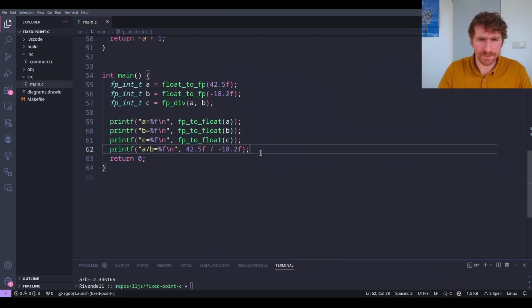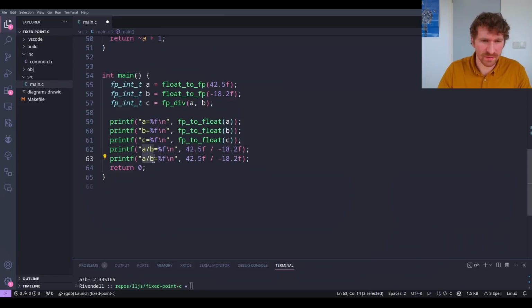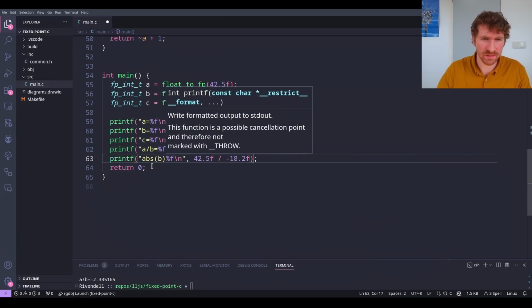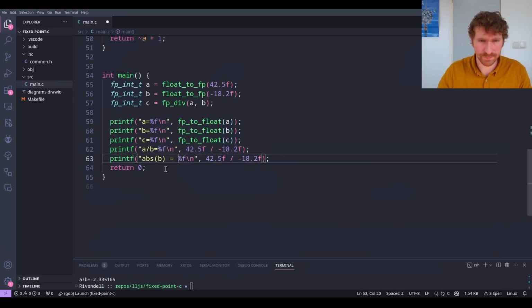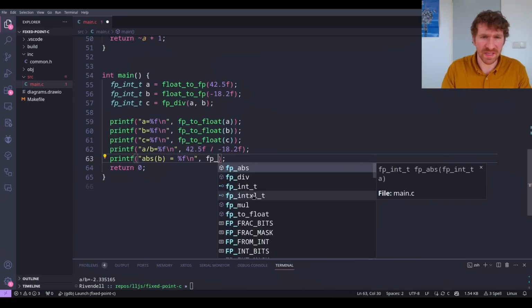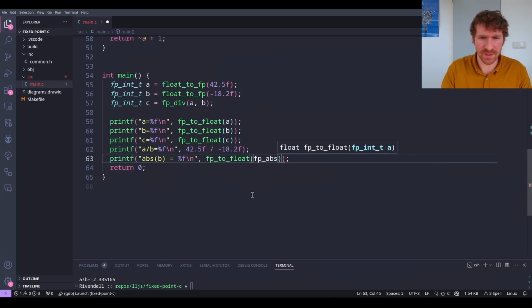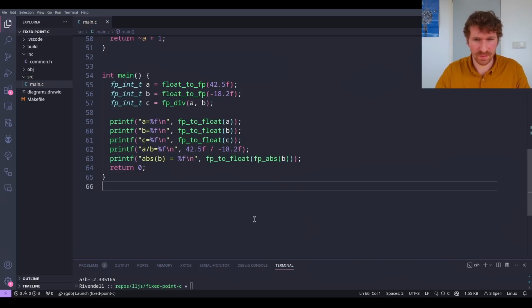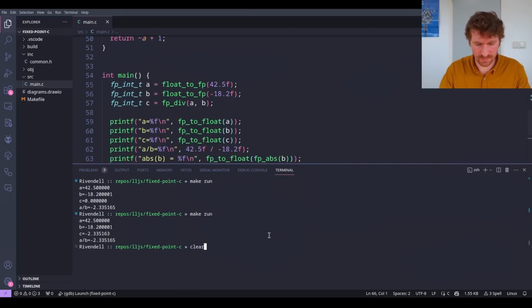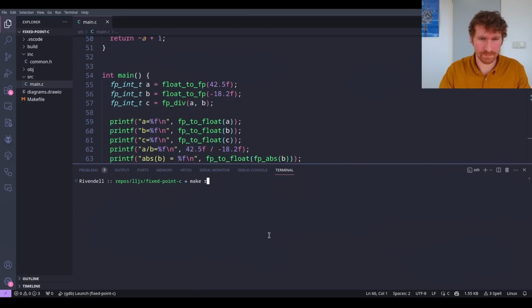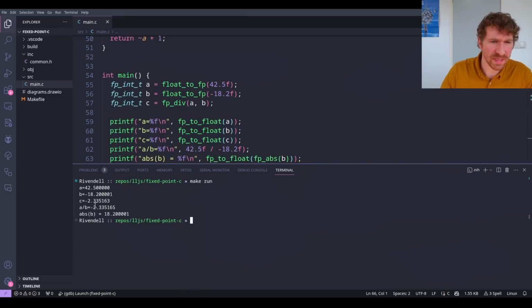Right, we've got b. Let's try the absolute value of b. So that's going to be fp2 float and then fp absolute of b. Let's see if that actually works. Okay, so what we get is that b is negative 18.200001. Too many zeros in there. Absolute is the positive version of that.